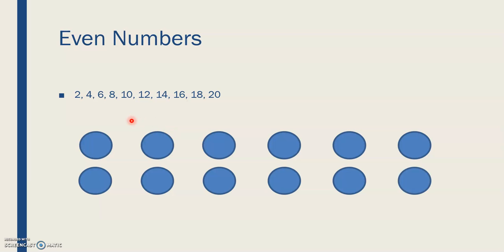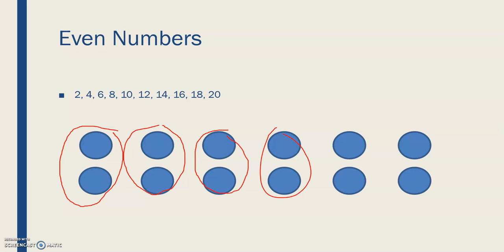Let's count these and see how many we have now. We're going to count by 2. 2, 4, 6, 8, 10, 12. We have 12 circles. We know that 12 is even because each circle has its own friend. You all see how each circle has its own friend? Right?